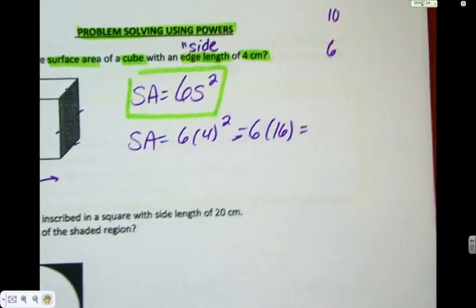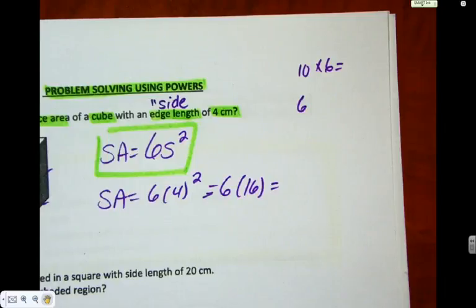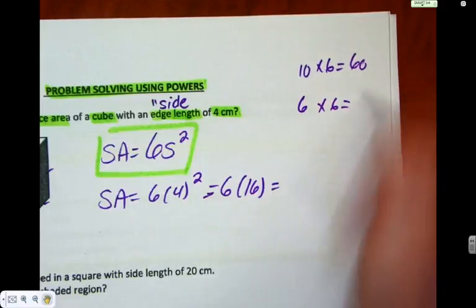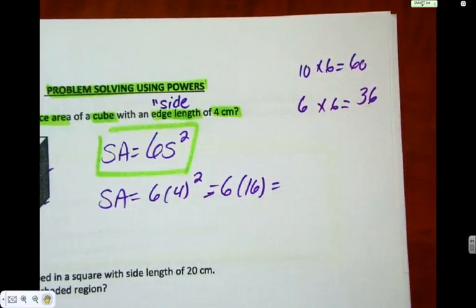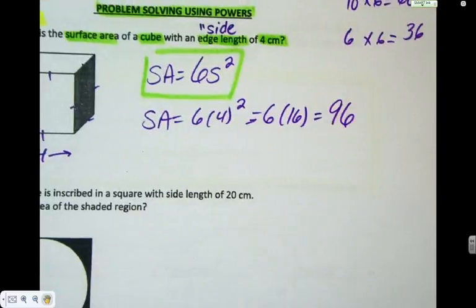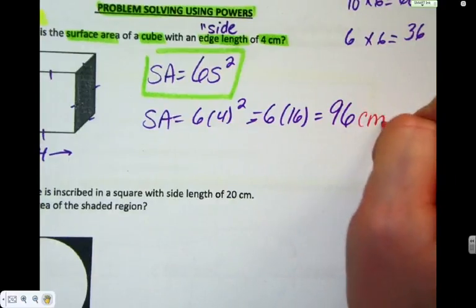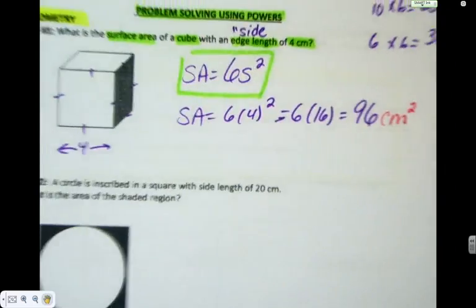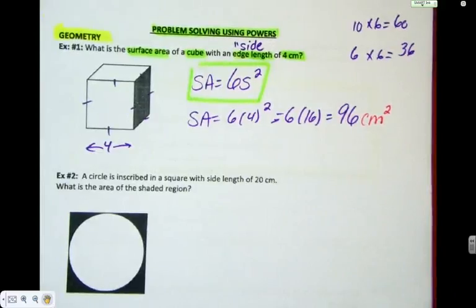Again, in your head, break it up. If you can't do 6 times 16, break it into 10 and 6. What's 6 times 10? 60. What's 6 times 6? 36. So how do you get 6 times 16 using those two numbers? Add them back together. 96. And then we need some units because it's a word problem. Centimeters squared. Why is it centimeters squared? Because it's a cube. Okay, so now when you see the cube question, you're going to have one that looks exactly like it. They're just going to change the numbers.